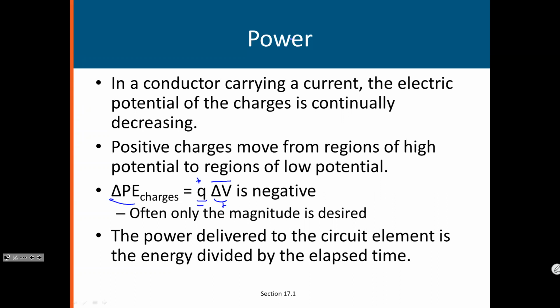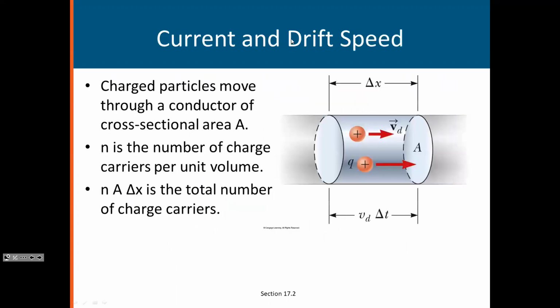The power delivered to the circuit element is the energy divided by the elapsed time. Power is a concept that we have defined before in mechanics. So power is how fast the energy is delivered, the rate of energy transfer. We'll come back to the power again, but here we just define it now. So in a circuit, power is delivered because the potential energy of the charges decreases. Where does it go? It is delivered to the elements in the circuit.